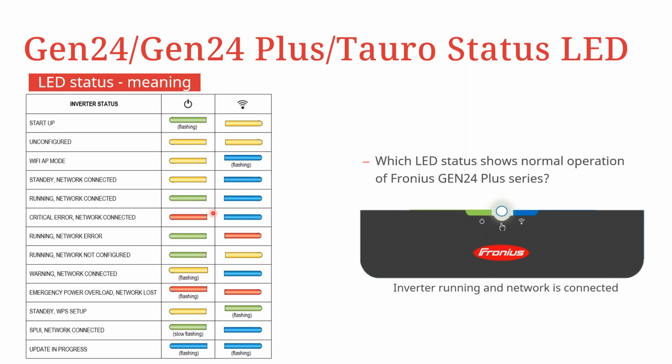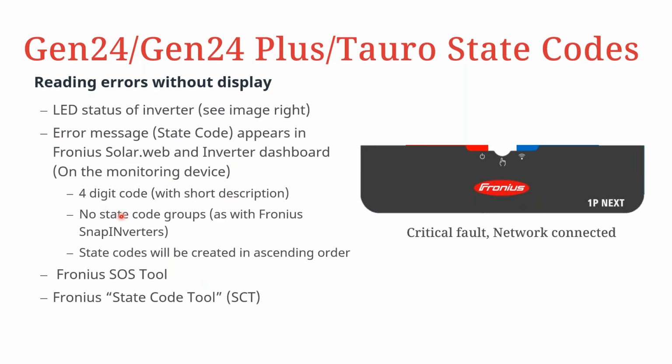Depending on the colors of these LEDs, you can tell the state of the inverter. These are all the color codes, and these are the respective descriptions. If one would ask which LED statuses show a normal operation for the Fronius Gen 24 Plus series, or the Tauro, or the Gen 24, it's basically green and blue. If you look at green and blue here, it shows that the inverter is running and it is, of course, connected.